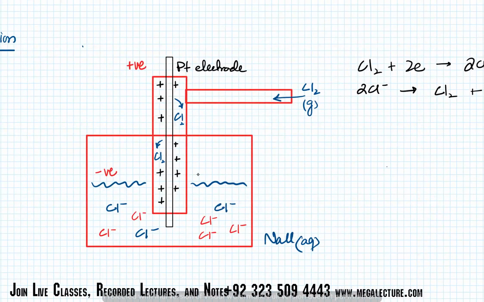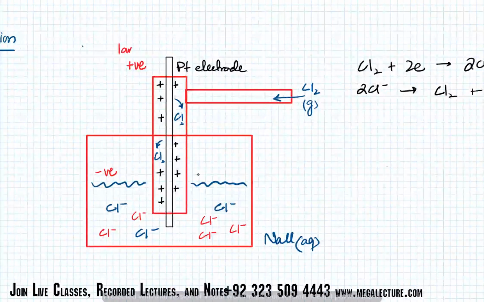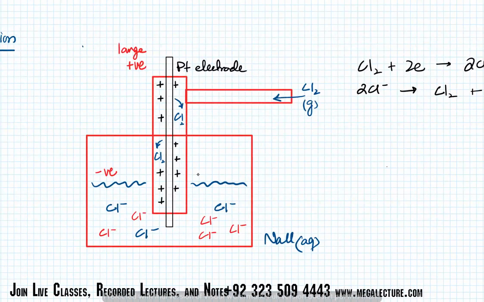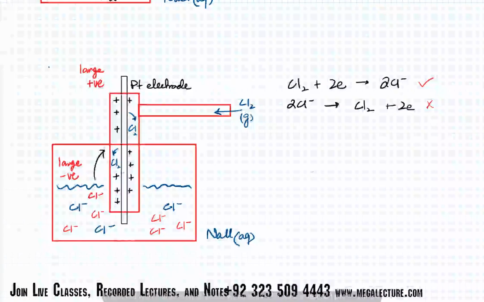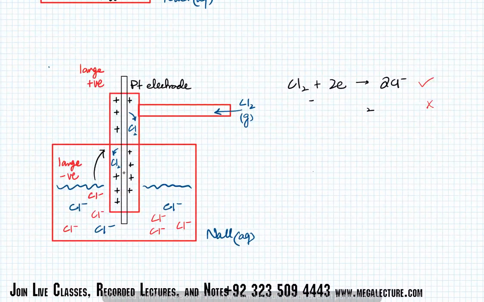The chlorine molecules are going to keep on coming in, and they're going to keep on gaining electrons. So the positive charge would become larger and larger. At the same time, you're going to have more and more Cl- ions, so the negative charge on the solution is going to become large. At a certain point, the positive charge on the electrode would become so large that it will start attracting electrons back from Cl- ions. So now the reverse reaction would also start. Your second reaction, which was not feasible initially, is also going to start, and you're going to reach an equilibrium.